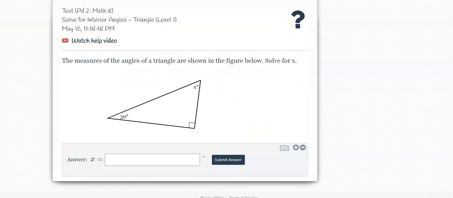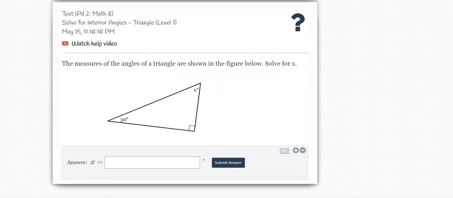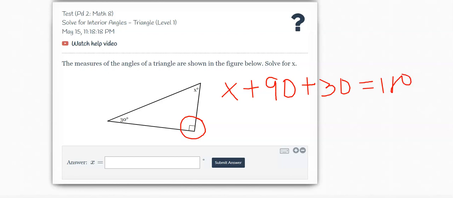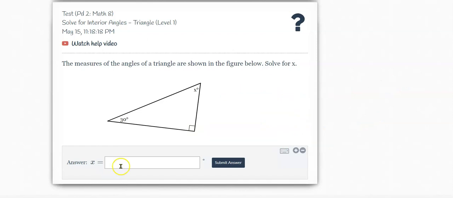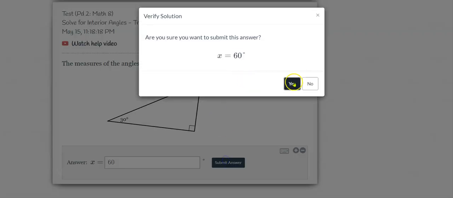Remember, if you can't see the angle, but you see a square box here, that means it's 90 degrees. So x plus 90 degrees plus 30 equals 180. Or x plus 120 equals 180. And then we subtract 120 from both sides. X equals 60. Oh man, my marker's just acting funny today. Okay, good luck.